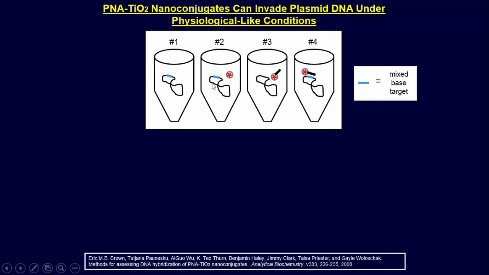Tube 3, tube 2, and tube 1 are all missing something. There's no target gene in 3, there's no blue insert. There's no PNA in 2. And then 1 has no nanoparticles, so there's nothing there.